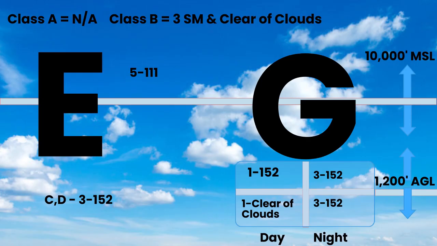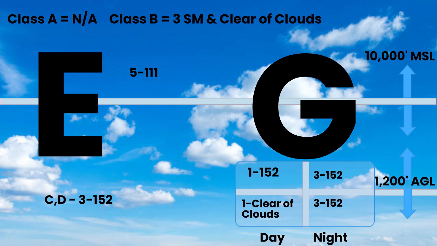This is saying that if you are above 1,200 feet AGL, but less than, okay guys, this is what I want your piece of paper to look like. 10,000 feet MSL, if you're flying in Class Golf airspace, during the day, your weather minimums are going to be 1,152, and at night, it's going to be 3,152.